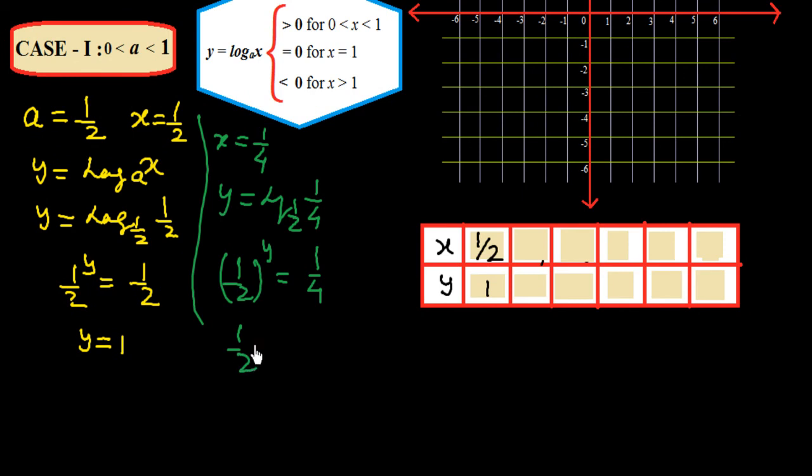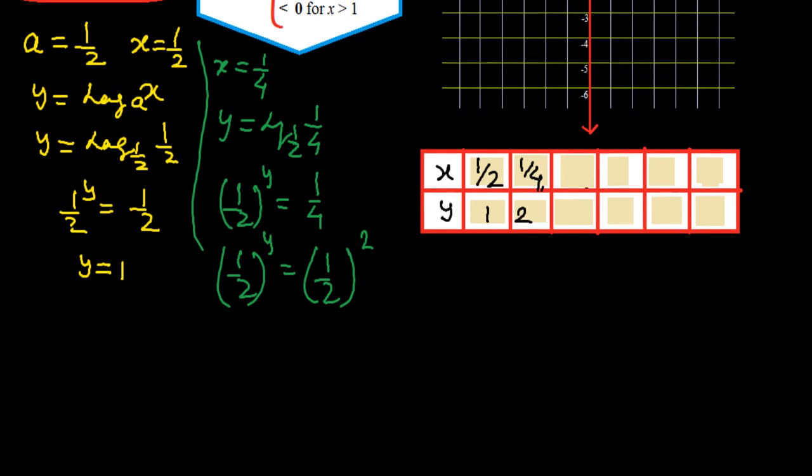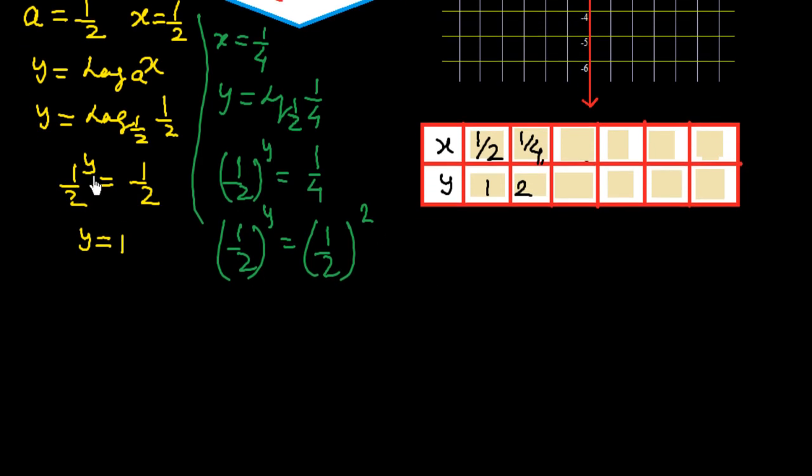We could write it in this way: 1 by 2 power y is equal to 1 by 2 power 2. So y is equal to 2. If x is equal to 1 by 4, then y is equal to 2, because the powers are going to be the same.